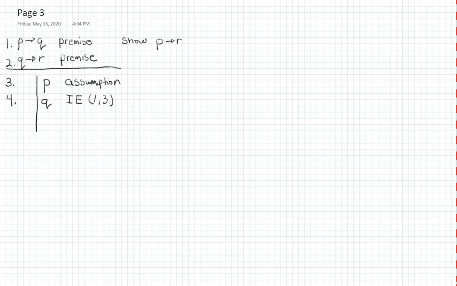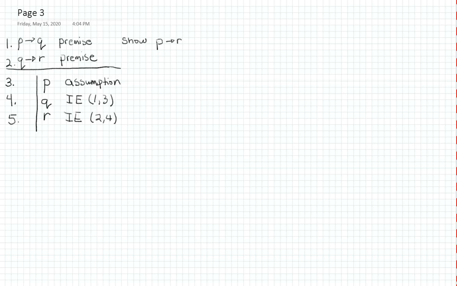Remember, Q is true only if P is true. Well, I shouldn't say that. If we assume P is true, then we can conclude that Q is true. Now let me ask, what else could I conclude? I could also conclude that R must be true. That's also implication elimination, but that's using steps 2 and 4. Again, if Q is true, then Q implies that R must be true.